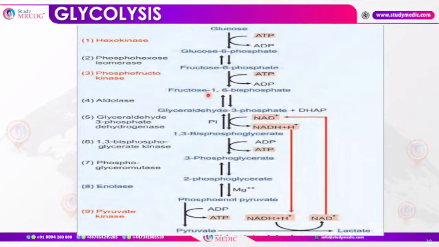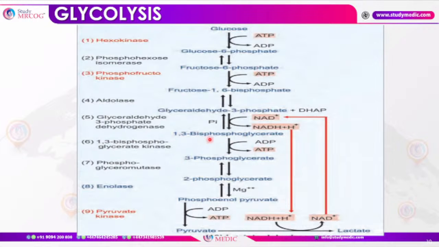Now aldolase will split this hexose molecule into two 3-carbon molecules, that is glyceraldehyde 3-phosphate and dihydroxyacetone phosphate. This glyceraldehyde 3-phosphate will go through a series of reactions to finally yield pyruvate, that is phosphoenolpyruvate to pyruvate. The other key enzyme is pyruvate kinase, where ADP is converted to ATP. Now you see here hexokinase and phosphofructokinase require ATP molecules, so 2 ATPs are utilized here.